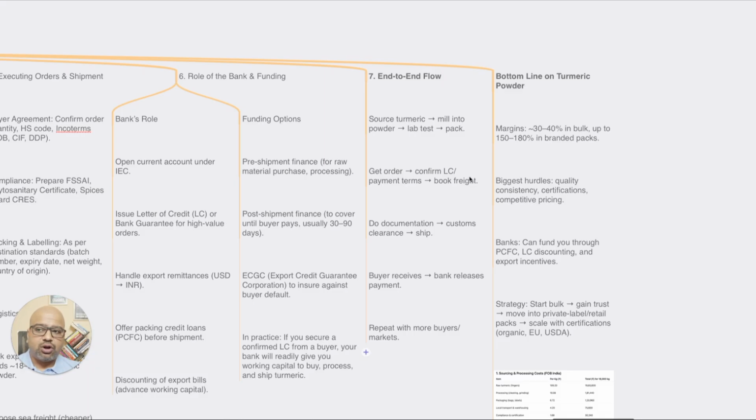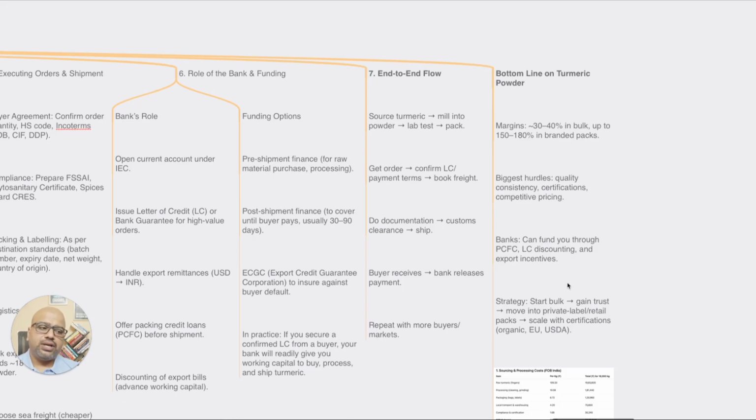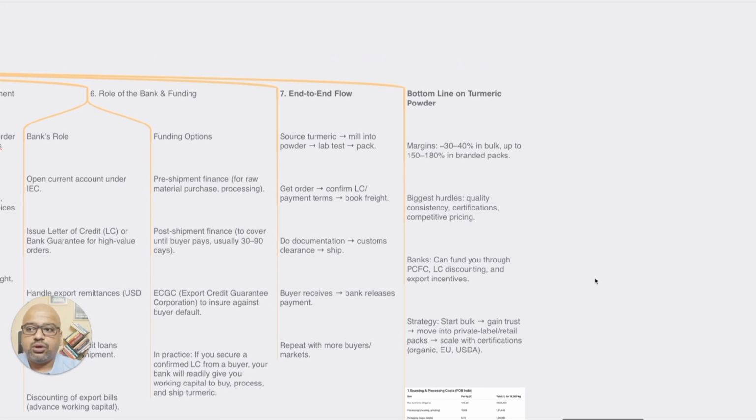Then comes getting the order, confirmed LC, payment terms, and booking freight. Once everything is done, documentation, customs clearances, shipping. Then the buyer receives it, bank realization of payment. If there is any balance payment to be paid, the buyer will pay it, and then repeat the process with new buyers and new markets. So this is the way you need to operate.